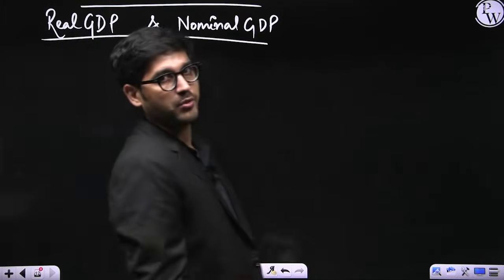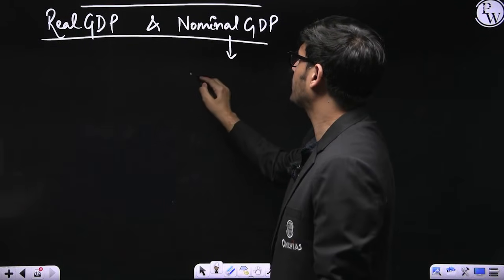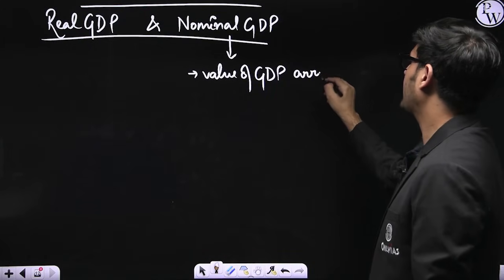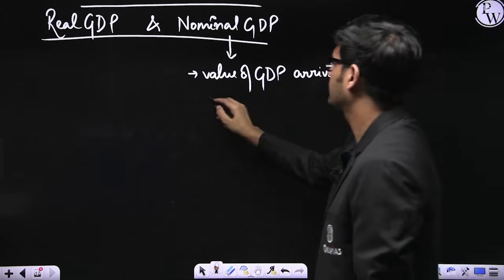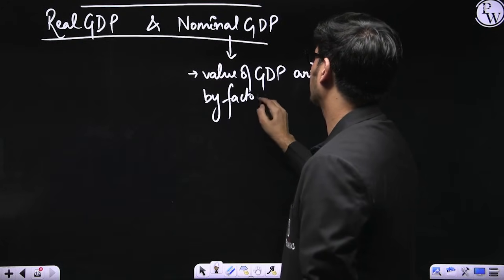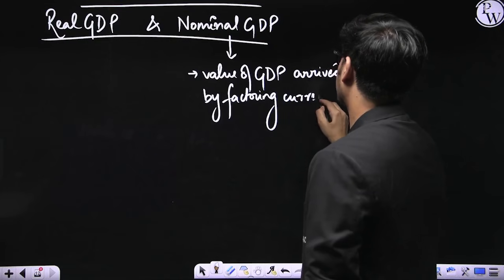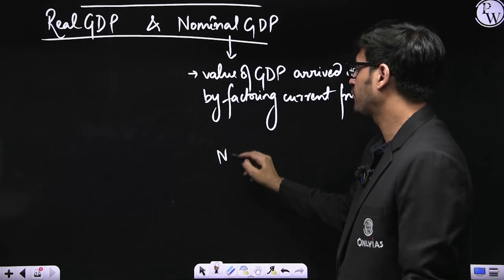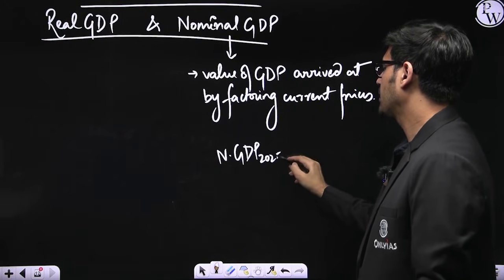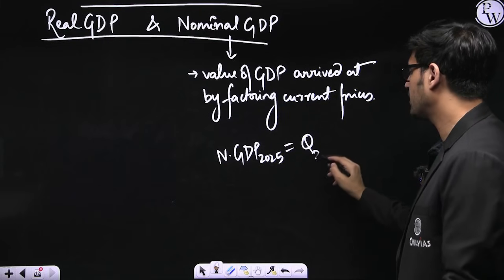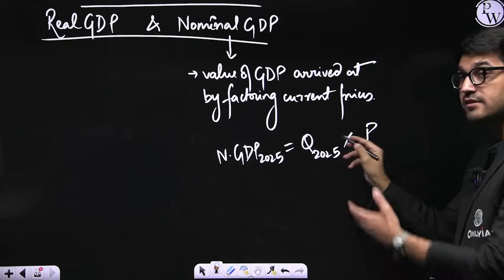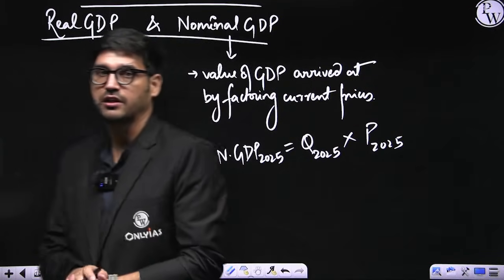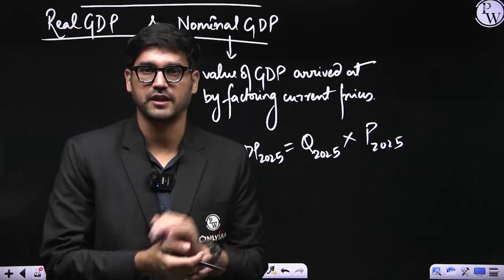Now, what is nominal GDP? Very simply put, nominal GDP is the value of gross domestic product arrived at by factoring in the current prices. Nominal GDP for the year 2025 is going to be the quantity of output produced in the year 2025 multiplied by the prices of that output in the year 2025. This is called nominal GDP, which means we are arriving at the value of GDP at the current prices.